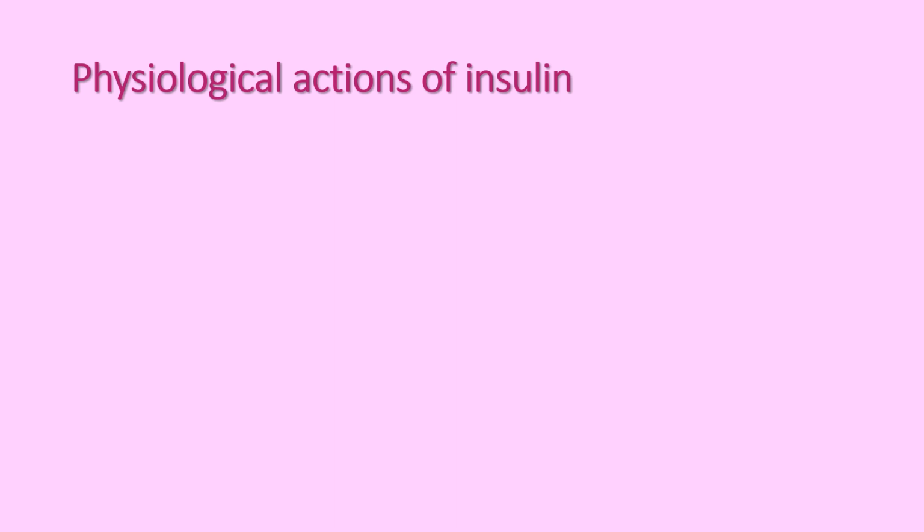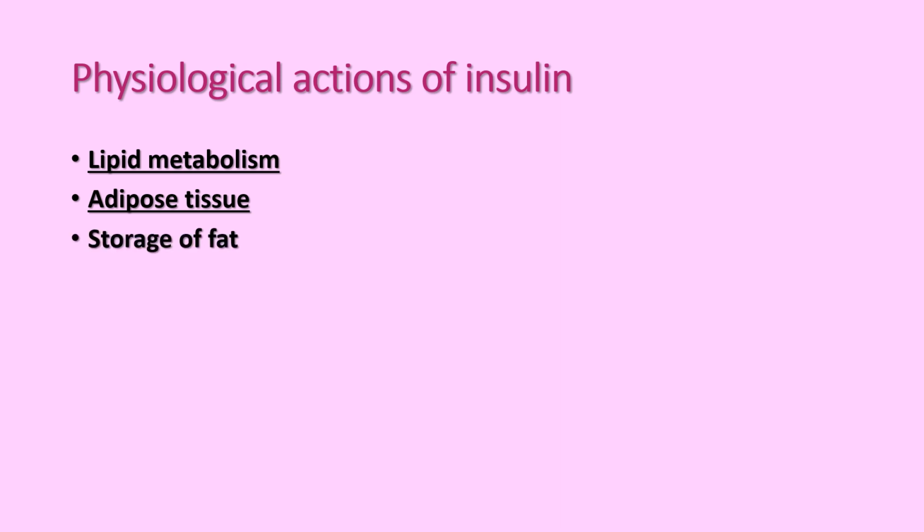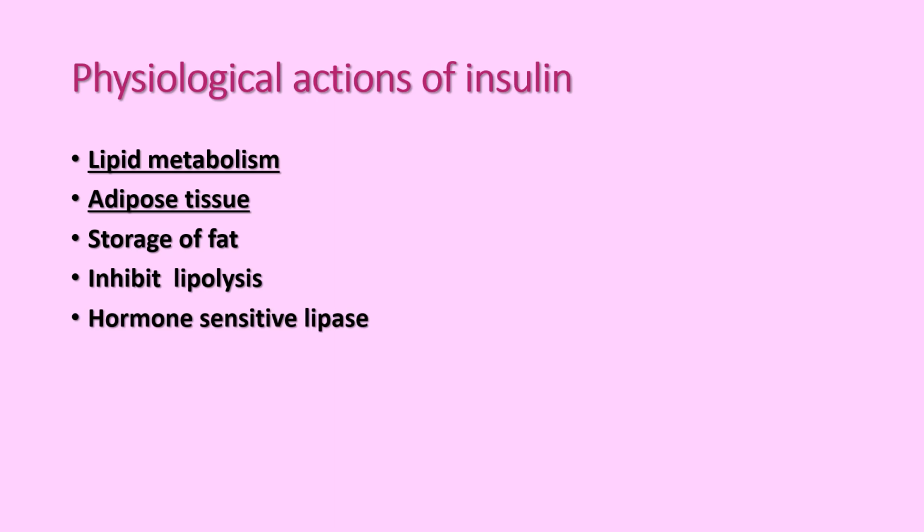Actions of insulin on lipid metabolism. In the adipose tissue, insulin is important for the storage of fat. The glucose is converted to triglycerides via alpha glycerophosphate, and esterification of the fatty acids occurs. It stores the fat. It inhibits lipolysis by inhibiting the enzyme hormone sensitive lipase. And insulin is important for lipogenesis.